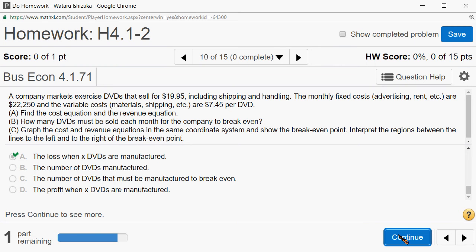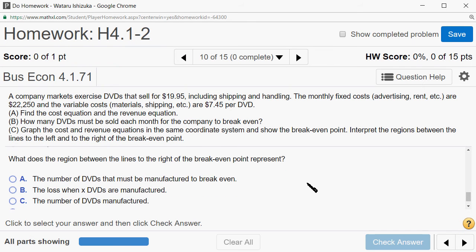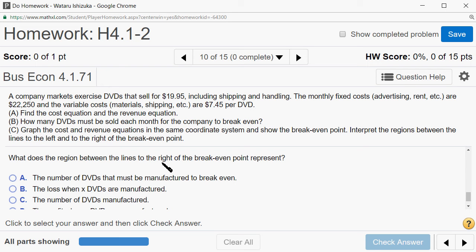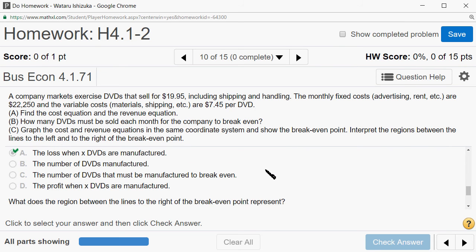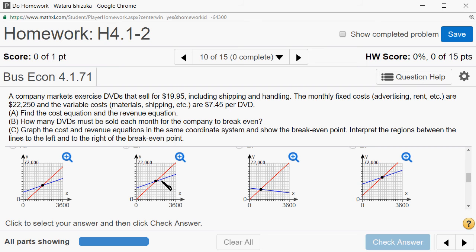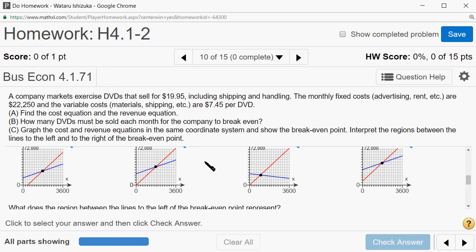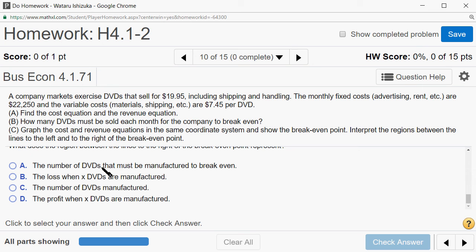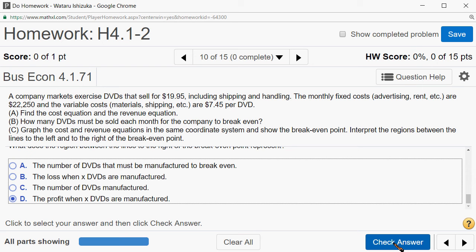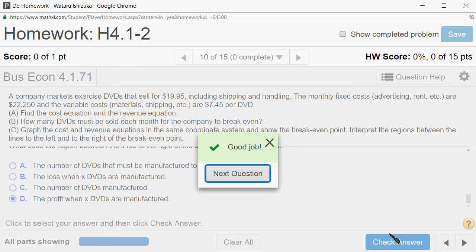Alright, continue. Alright, so what does the region between the lines to the right of the break-even point represent? Alright, so if you look at this, if you go to the right, you can see that now the revenue is going to be higher than the cost. So the difference is going to be the profit. So we see that it's the number of DVDs and the profit when X DVDs are manufactured. So D is going to be the right answer. All right, let's check the answer. Yep. All right, we got that.